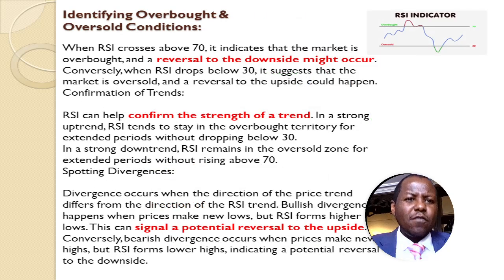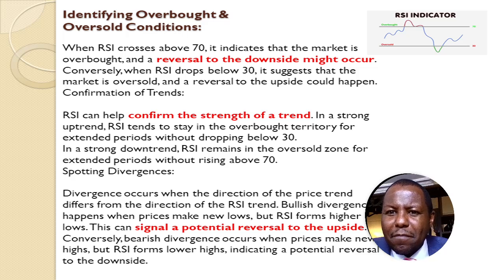It identifies overbought and oversold conditions. When RSI crosses above 70, it indicates that the market is overbought and a reversal to the downside might occur. Conversely, when RSI drops below 30, it suggests that the markets are oversold.